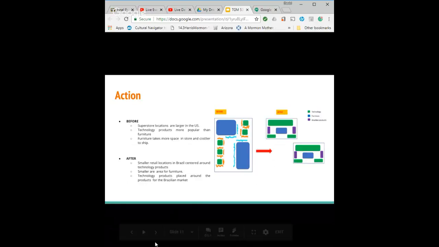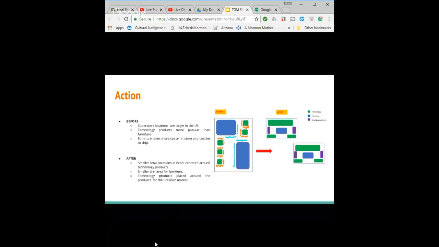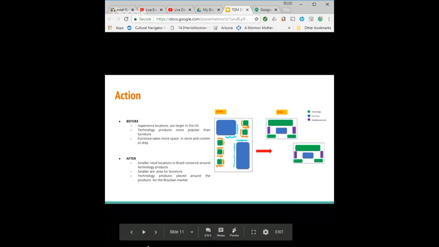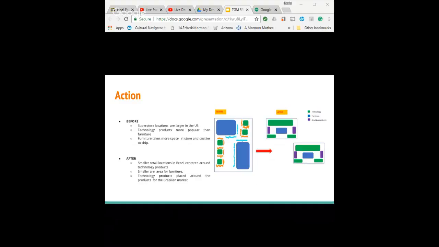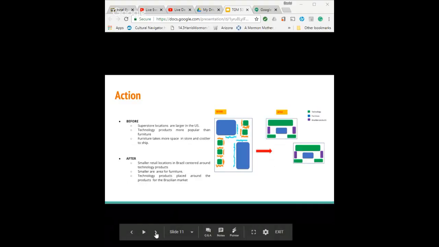In the US, normally there's bigger box stores with large spaces, with large quantities of furniture. This graphic is supposed to represent a heat map where the bigger squares, the blue squares, are the furniture, and the green squares are technology, representing that there's more traffic and there's more sales around the technology.